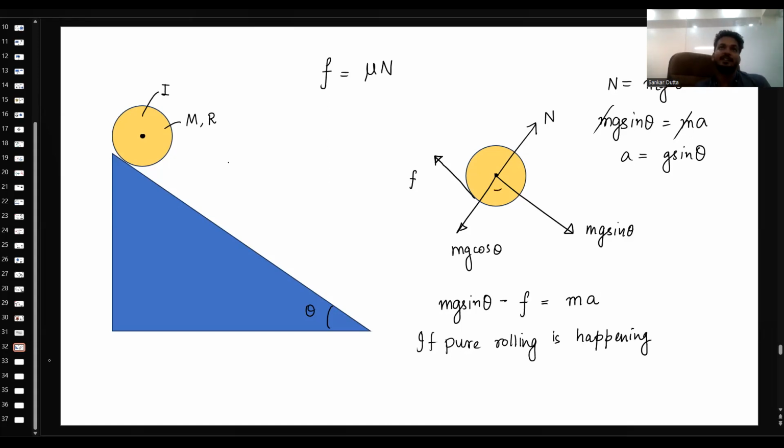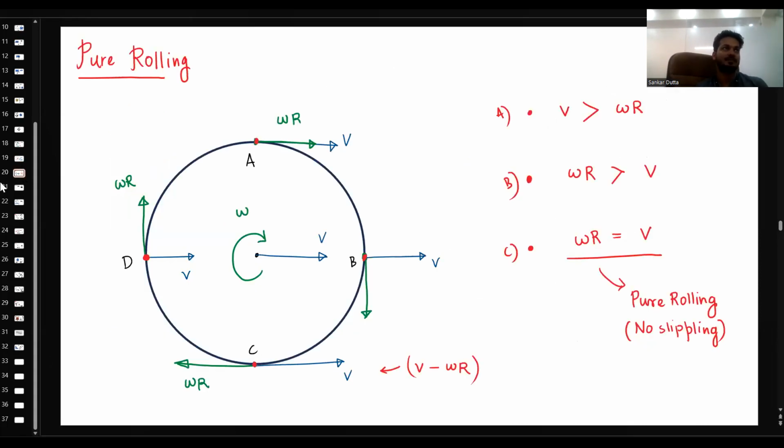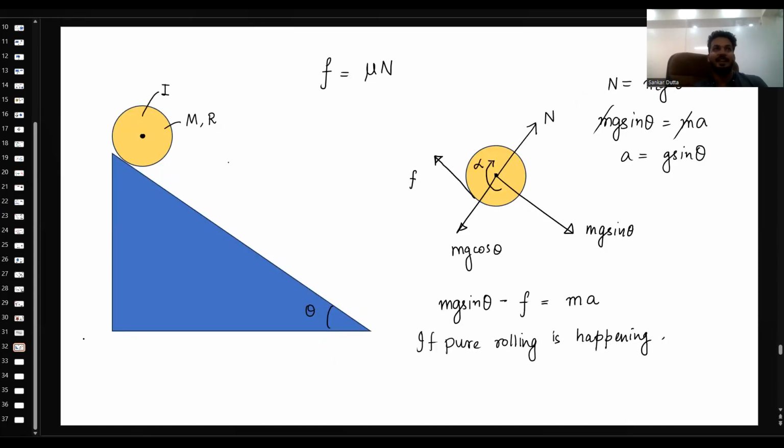What can you say about alpha and A? What is the relationship between A and alpha? We did this in today's class. So A is equal to R into alpha. Awesome. A equals alpha into R. Does that make sense, guys?